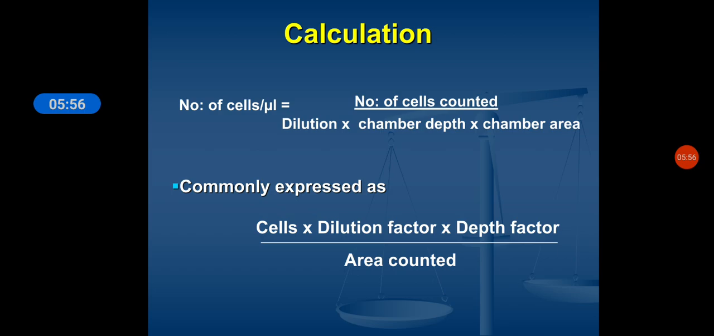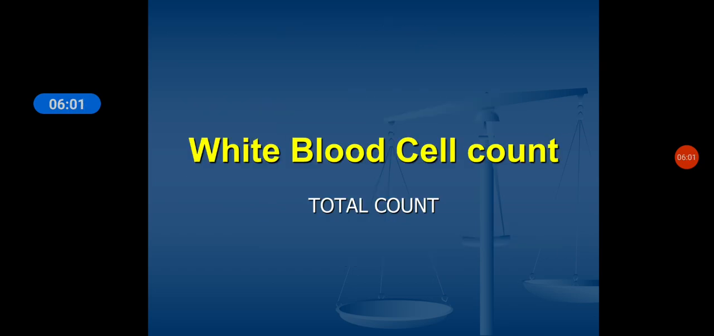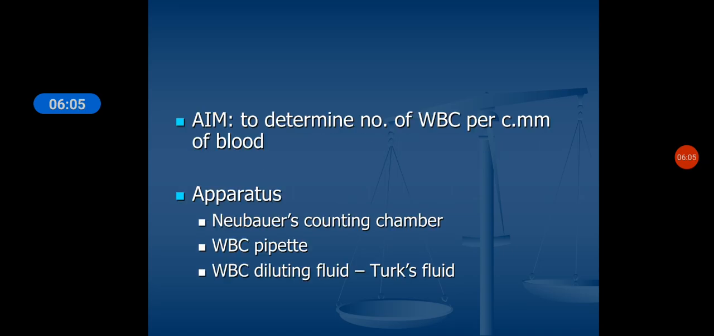This calculation was done earlier, but now it is not done anymore. Okay, now coming to the total count per se. Why do we have to determine total count? Basically to find out whether the WBC count is within the normal limits or not.